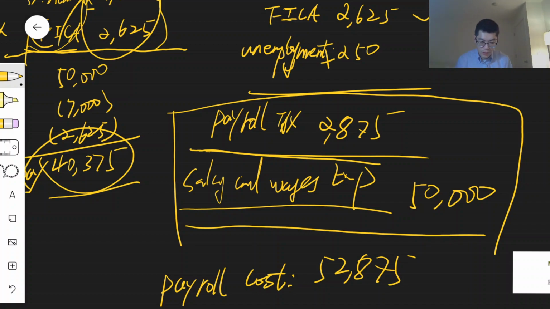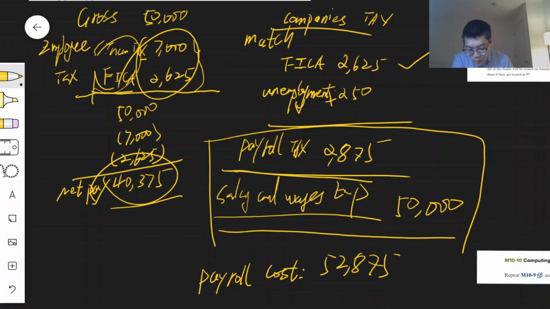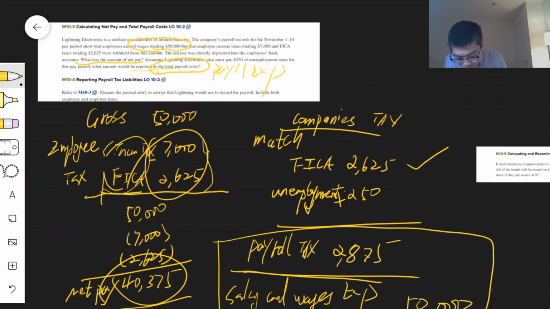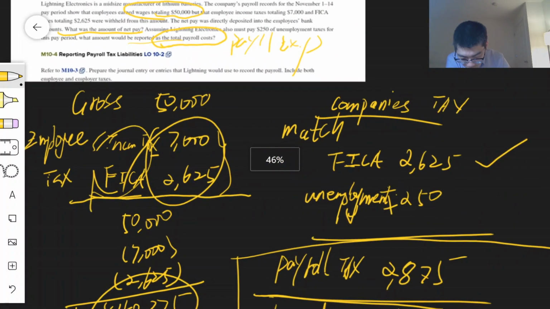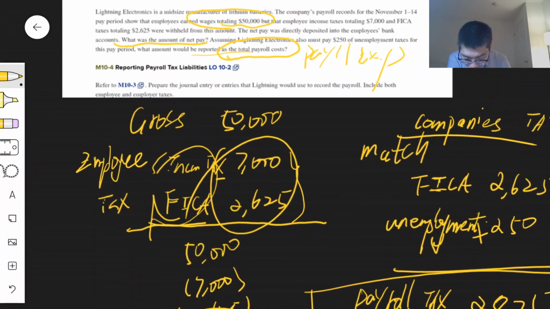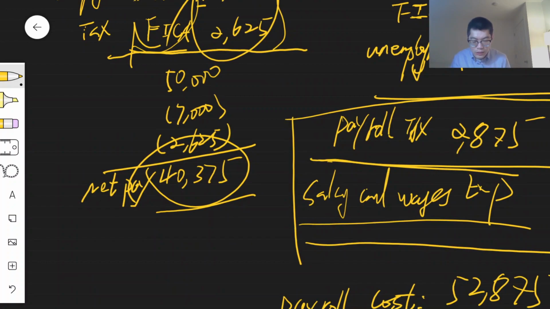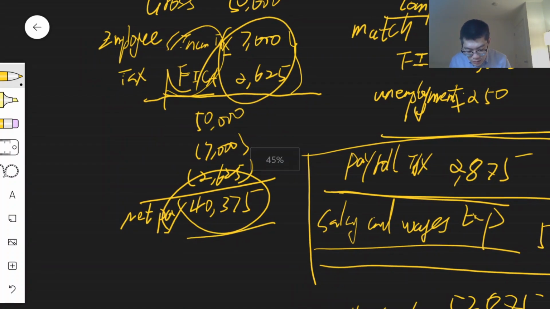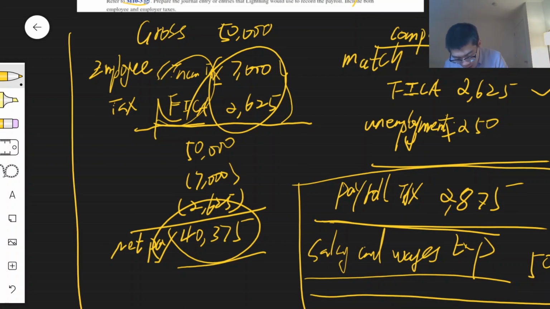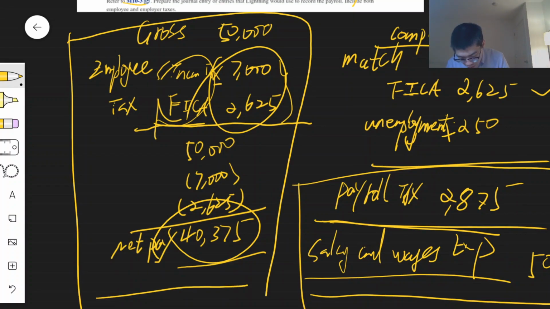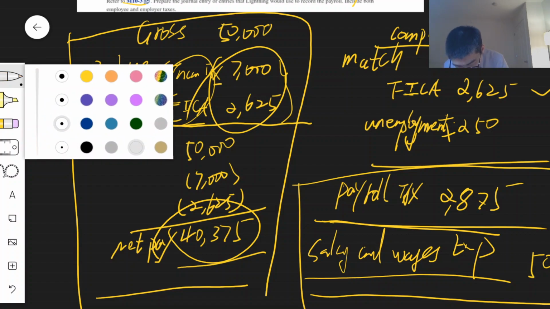All right, and now let's look at the other question. Prepare the journal entry or entries that a company would use to record a payroll, including both employee and employer tax. So now let's do the employees' tax first. For this part, the employer will record the following journal entries.